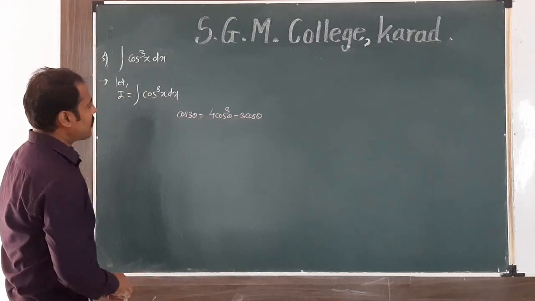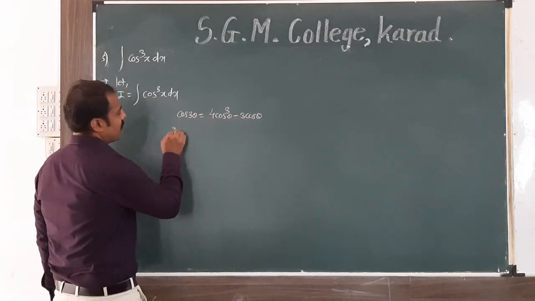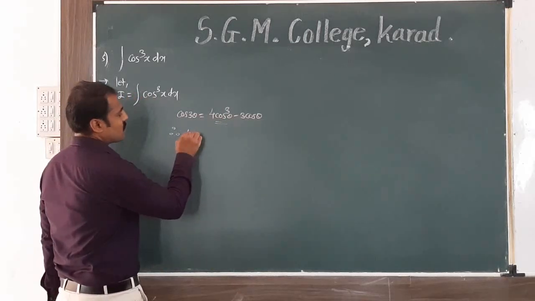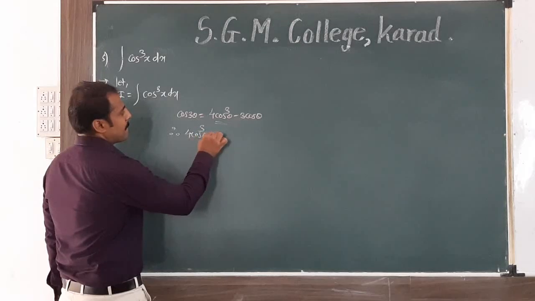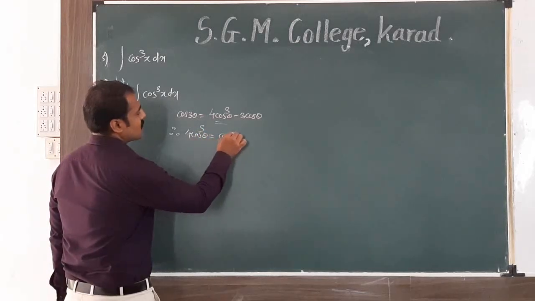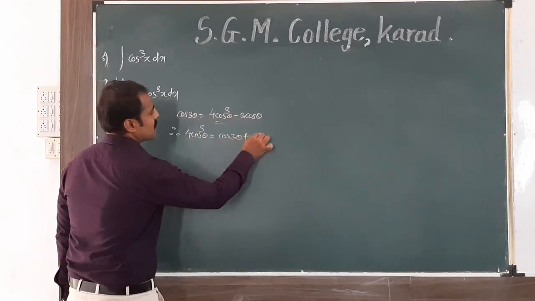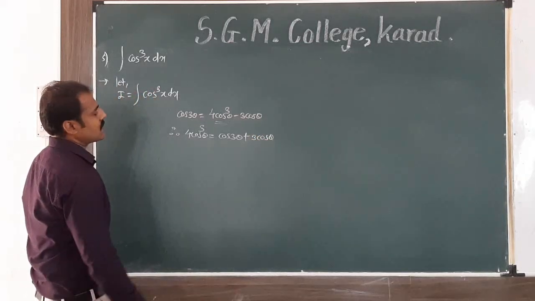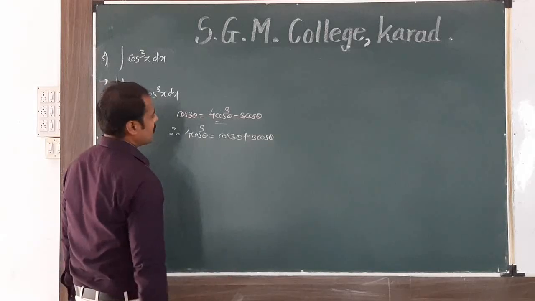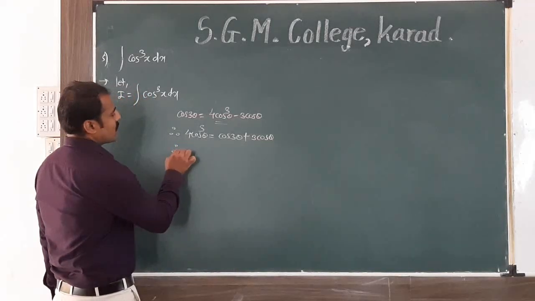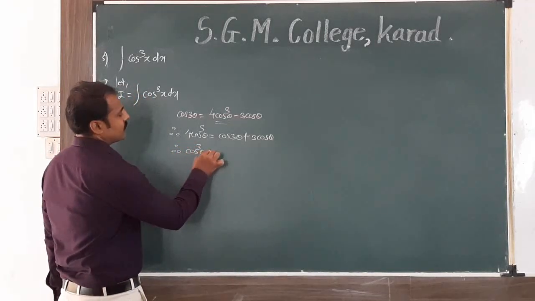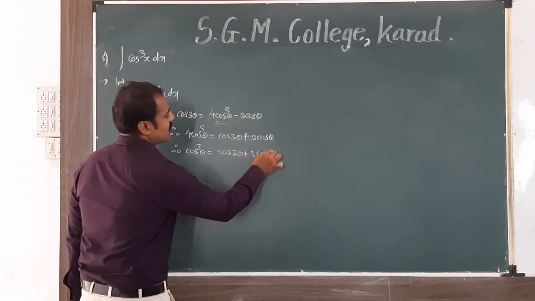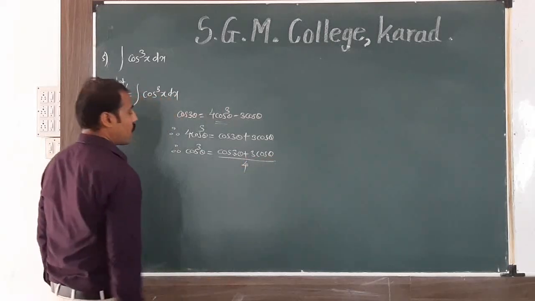Okay, from this formula we find the value of cos cube theta. So 4 cos cube theta is equal to what? Yes, simply it's cos 3 theta plus 3 cos theta. Okay, 4 cos cube theta is equal to cos 3 theta plus 3 cos theta. So cos cube theta is equal to what? Cos 3 theta plus 3 cos theta divided by 4.